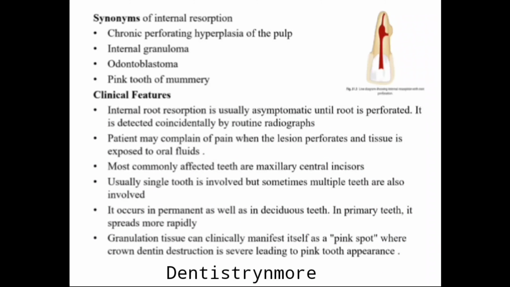The synonyms include chronic perforating hyperplasia of the pulp, internal granuloma, odontoblastoma, pink tooth of Mummery. Some of the clinical features include: it is usually asymptomatic until the root is perforated, and the patient may complain of pain when the lesion perforates and the tissue is exposed to oral fluids. The most commonly affected teeth are maxillary central incisors.